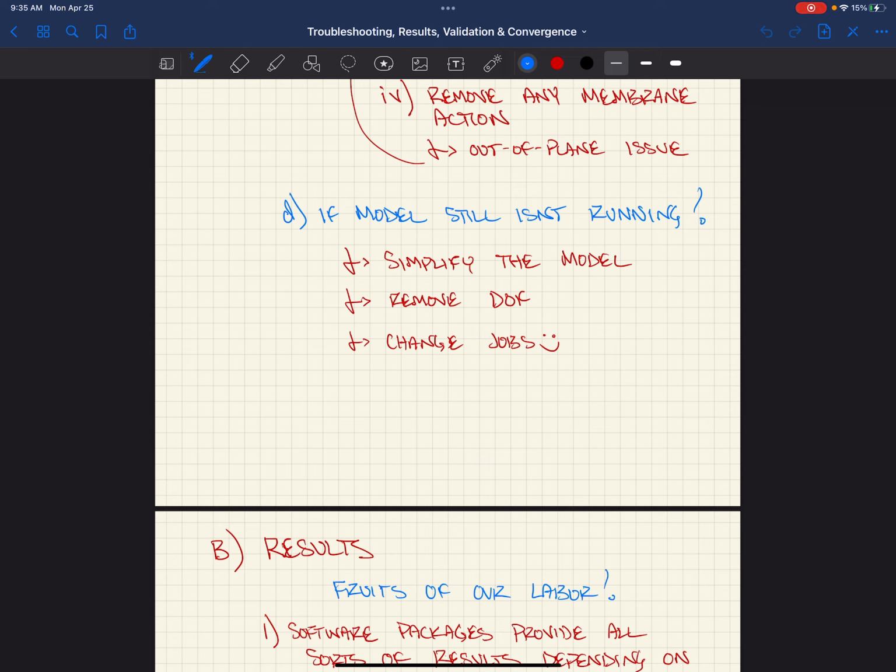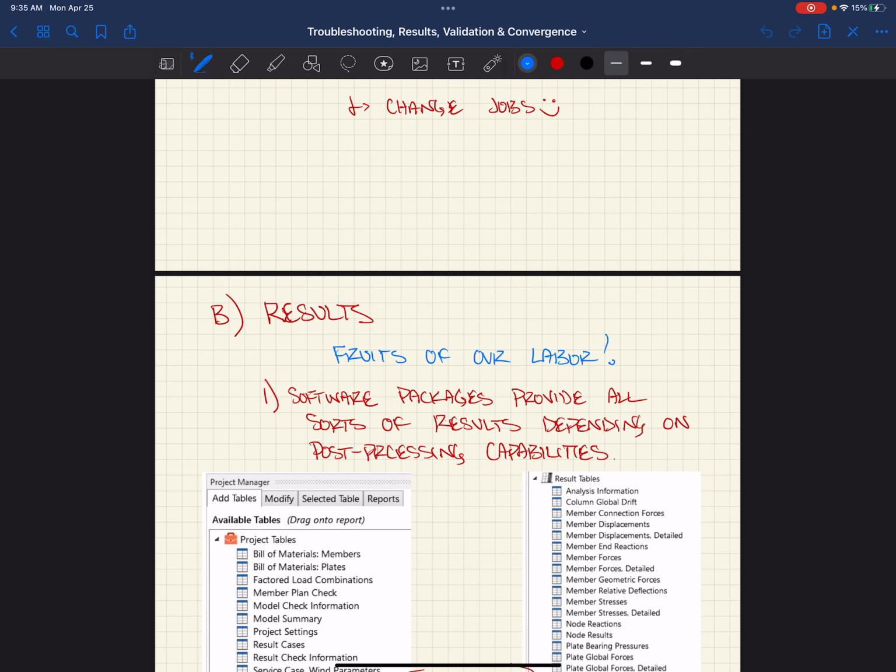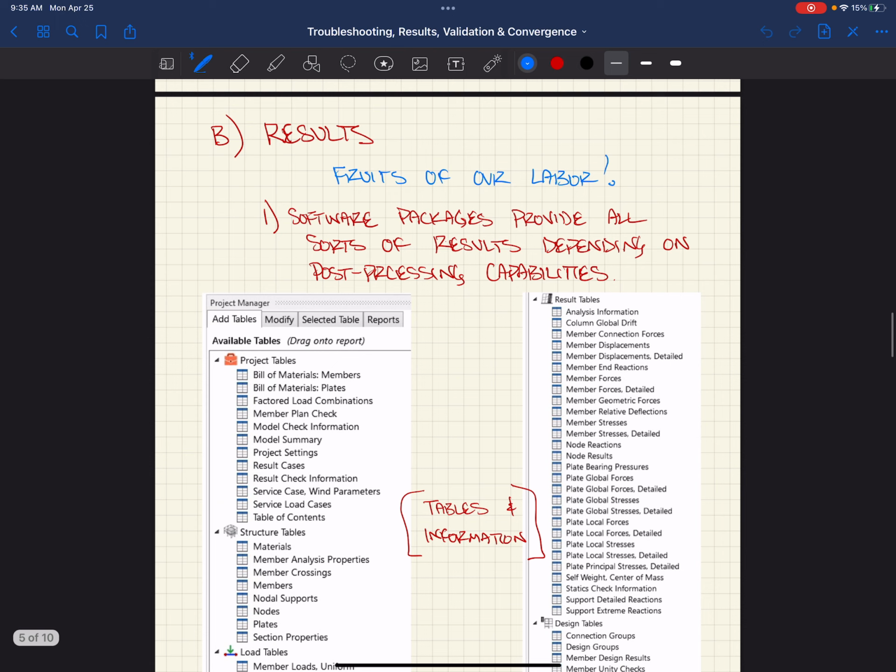We can remove degrees of freedom, just simplifying it. And then finally you can change jobs. You can always change jobs. But hopefully you won't get to that point. You'll be able to get this model running, and once we get the model running and we feel good about it, we get results from that model. These are the fruits of our labor.